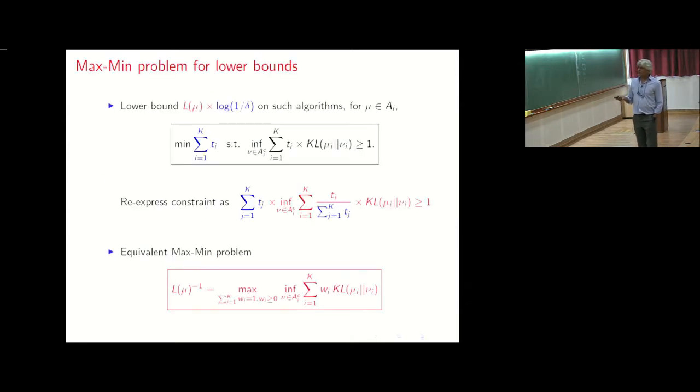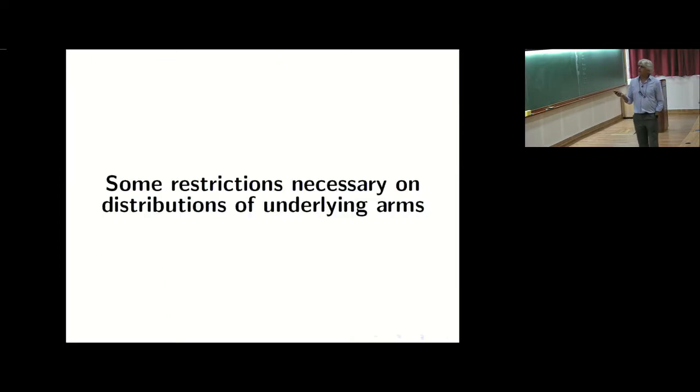Okay, so now this is fine. So this is a lower bound problem. There's no restriction on distributions right now. The sets A_i can be arbitrary. My nu can be an arbitrary collection of probability distributions. Everything I've said so far works in this generality. But some restrictions are necessary on the distribution of underlying arms.